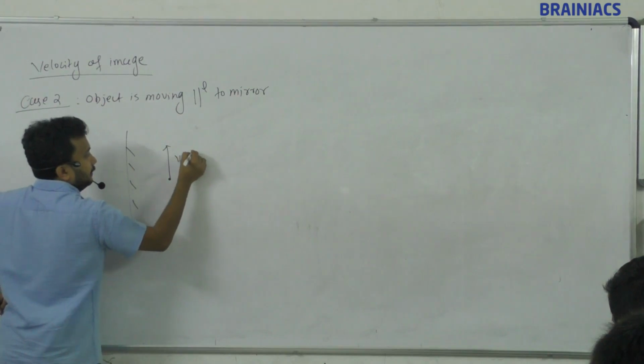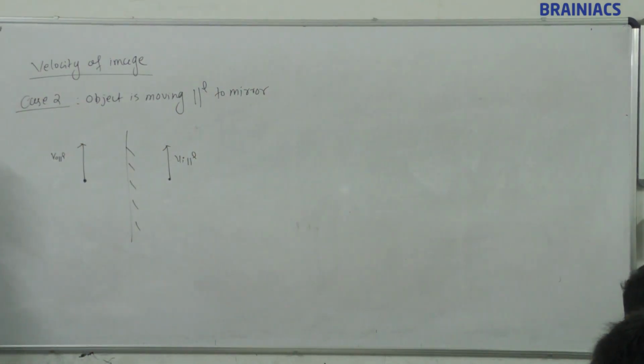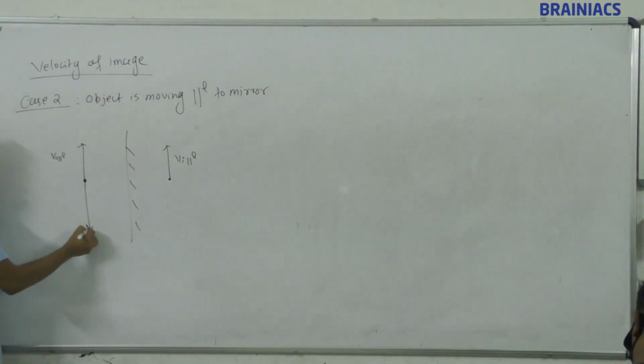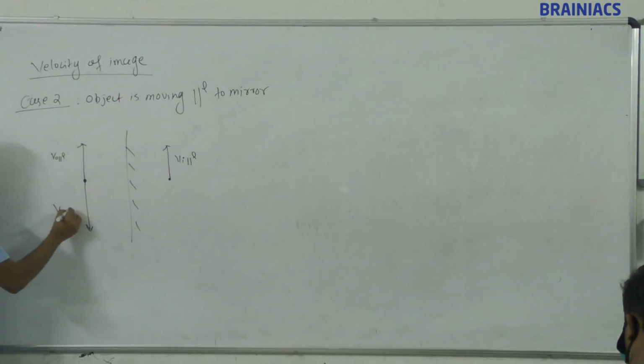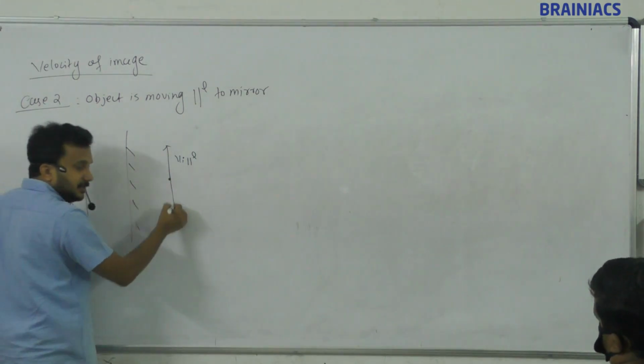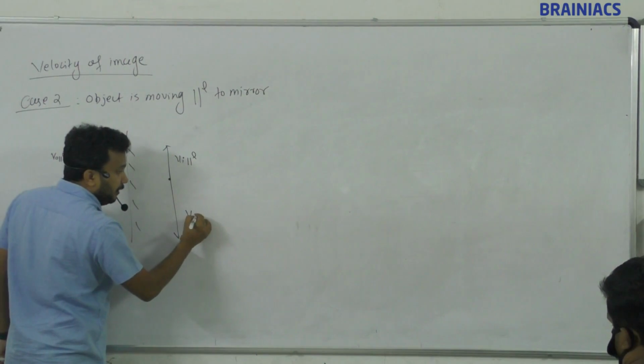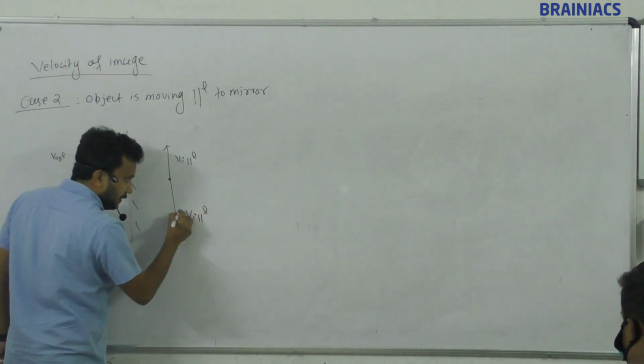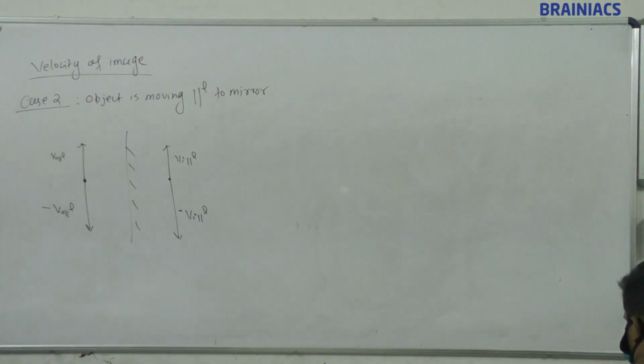Okay, so if the object is moving downward, for example, object parallel is negative because it is the minus y direction. Clear? So what will happen? Image is also moving parallel, but in what direction? Minus direction. Negative. That's all.